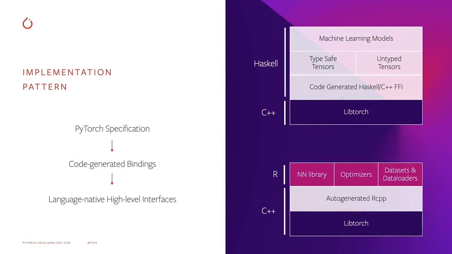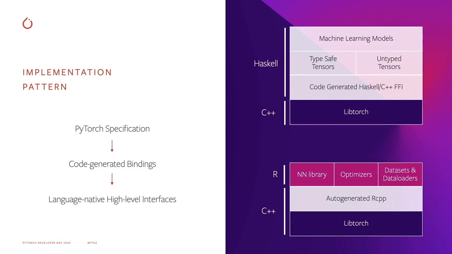The next aspect I'll mention is that libtorch has a specification. It has metadata that describes every single function and every parameter of every function. And what that allows is a single developer can consume that specification and, using code generation, automatically produce raw bindings to the entirety of the libtorch library.